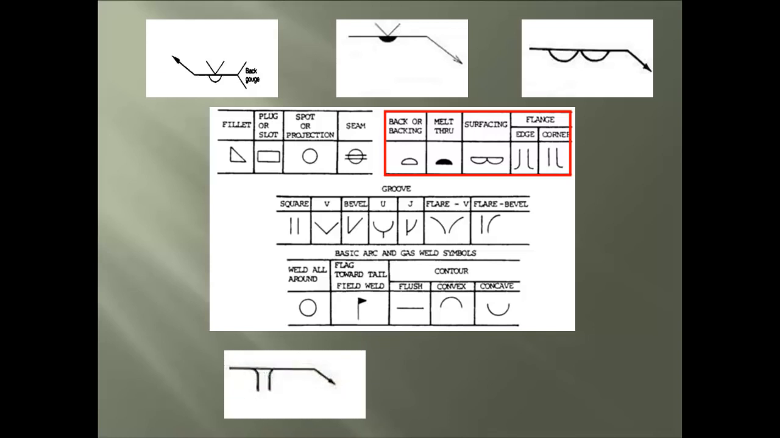The first is the edge flange groove, which is usually a corner on a bent plate welded to another corner of a bent plate. And second is the corner flange groove, which is found when a corner of the bent plate is welded to a flat plate.